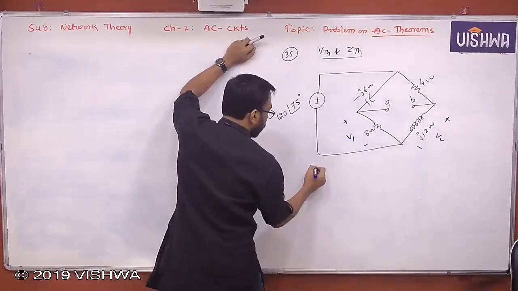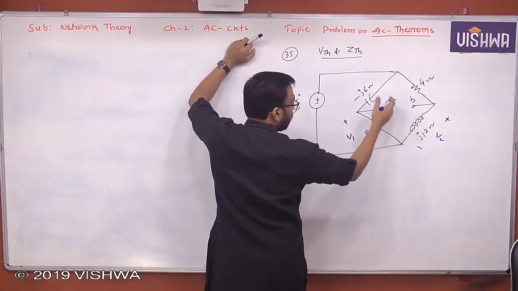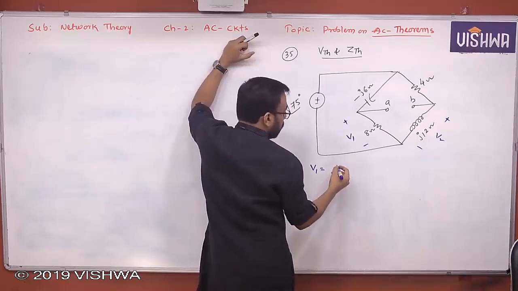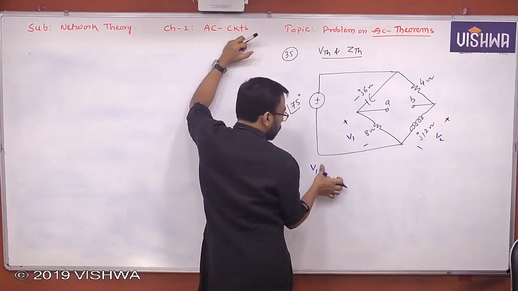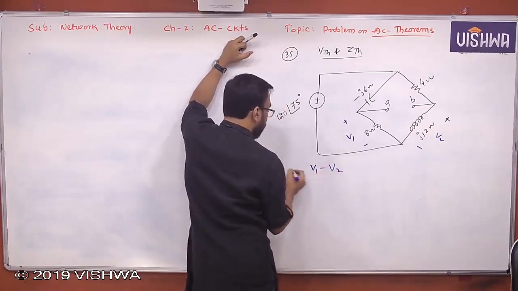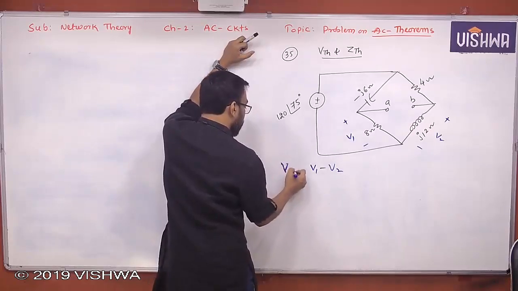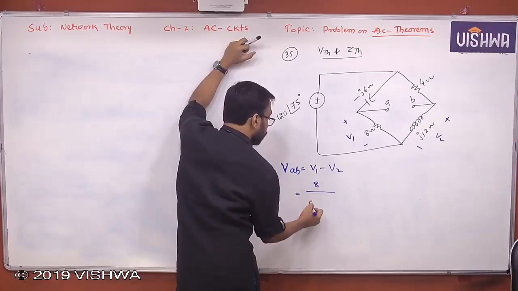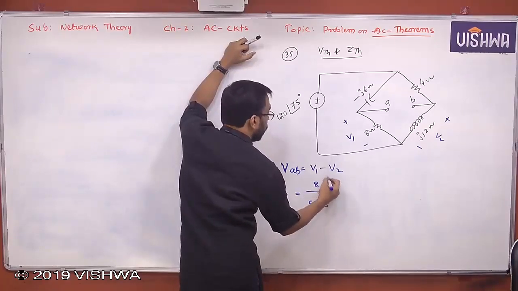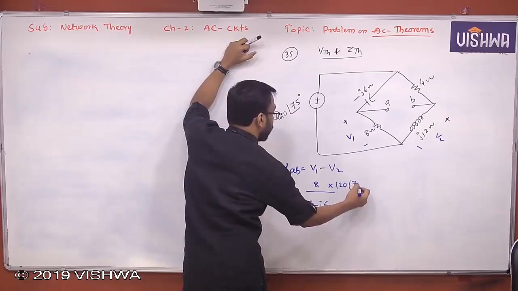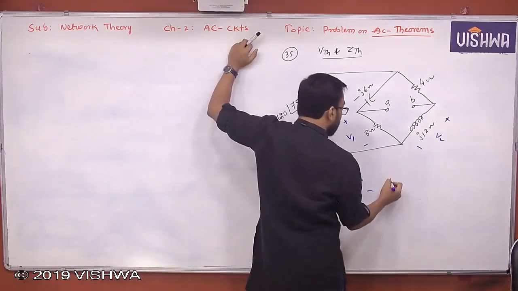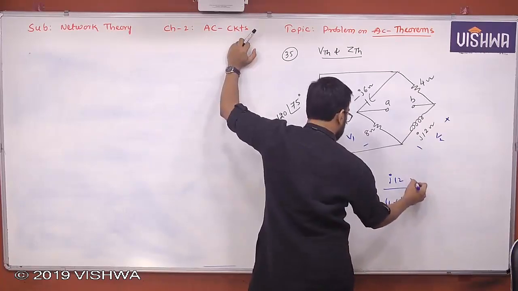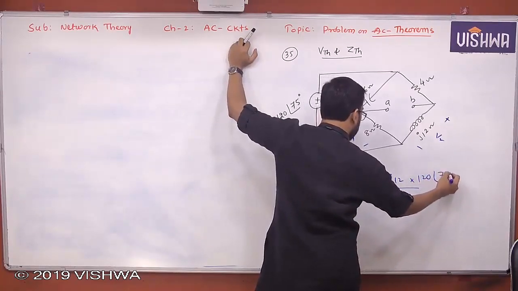So what is V1 actually here? Because VAB is nothing but VTH in this case. But VAB is what? V1 minus V2. So let's find V1. V1 is nothing but what? V1 minus V2, VAB. Capitals, okay. But what is V1 here? 8 by 8 minus J6 into 120 at an angle of 75, minus J12 by 4 plus J12 into 120 at an angle of 75.